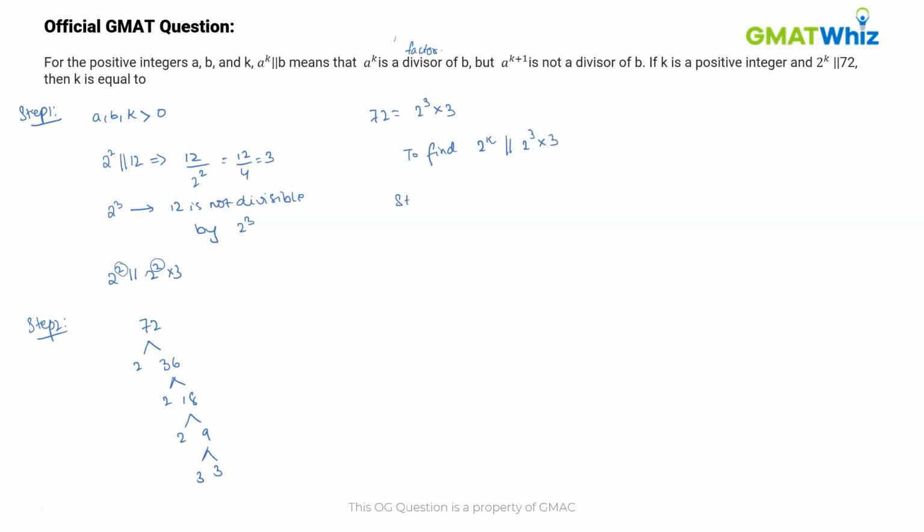We now move on to step 3 and do the required calculation. So 2 to the power k, if it is divisible by 2 to the power 3 multiplied by 3^2, using the analogy explained in step 1, we can conclude that the value of k will be equal to the value of the power of 2 on the right hand side. That means that the value of k will be equal to 3. We can also check that if we divide 72 by 2 to the power 4, which is 1 power more than 3, we see that it is not divisible. So we can say that the correct answer is option B.